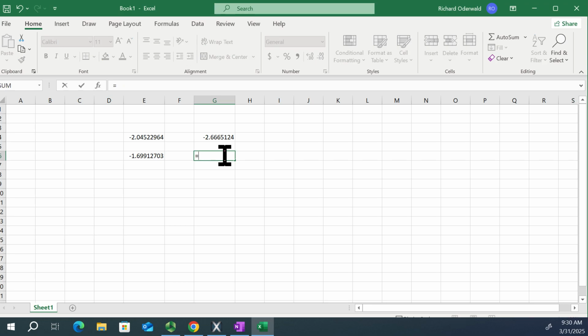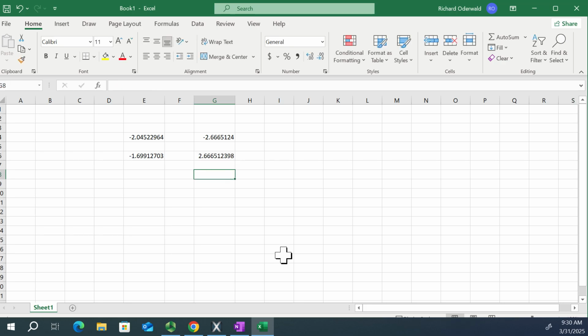So it's equals t.inv 0.995, 57 degrees of freedom. Pardon? Is it 56? 56 degrees of freedom. Yes, it is. Sample size is 57. And there's the positive version.